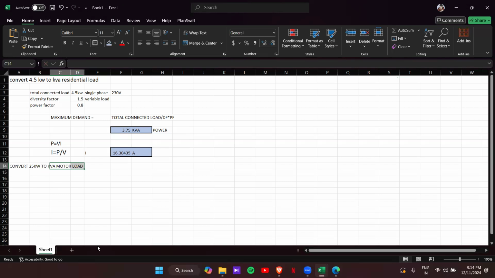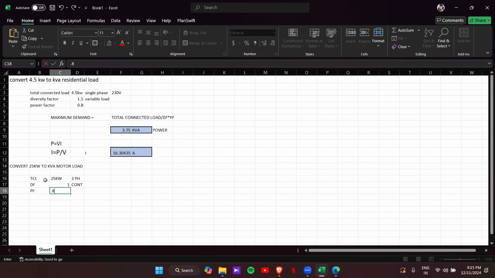It's a motor load, so let's analyze the conditions. First, we have the total connected load, that is 25 kilowatt. That means it's a three-phase connection. Now, diversity factor: the condition I have already given, it's a motor load. That means it's a constant load condition, so one will be the diversity factor. Then the power factor, as usual, we can consider 0.8. These are the parameters we have.